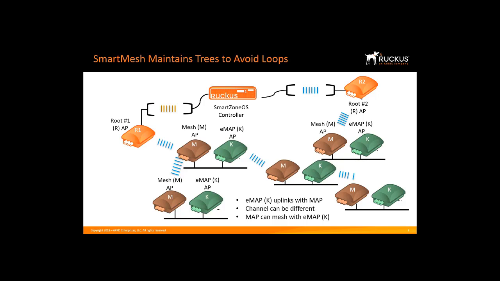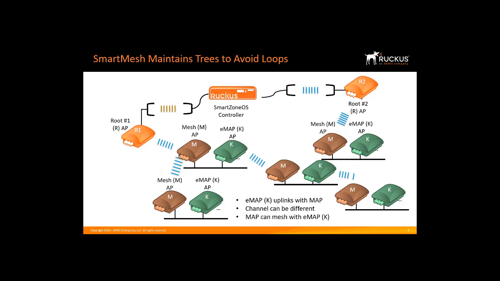Let's review the role on different meshing APs. Let's also review how SmartMesh maintains trees to avoid loops. Here we see a topology of a very robust, redundant, and high-capacity mesh network. We have 2 root APs, R1 and R2. R1 and R2 are operating on different channels.